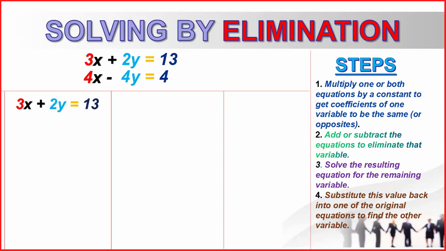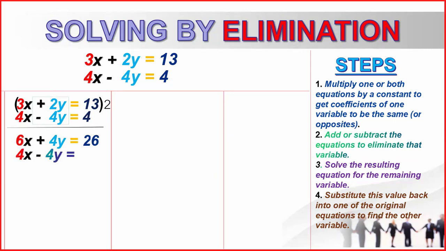Now, in 3x plus 2y equals 13 and 4x minus 4y equals 4, we can balance the 2y and 4y through the opposite. So you look at 2 and 4. To multiply 2 to become 4, we must multiply by 2. So I'm going to choose these numbers here, positive 2y and negative 4y. So I multiply positive 2y by 2. So that equation, the whole of it, is multiplied by 2. So 2 times 3x will give me 6x plus 4y equals 26. Then the other one is 4x minus 4y equals 4.